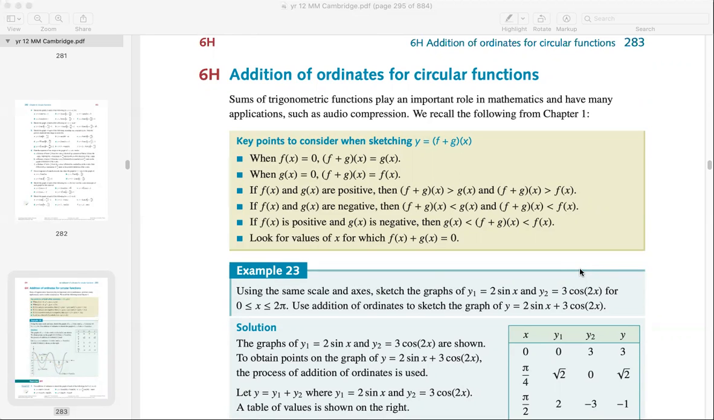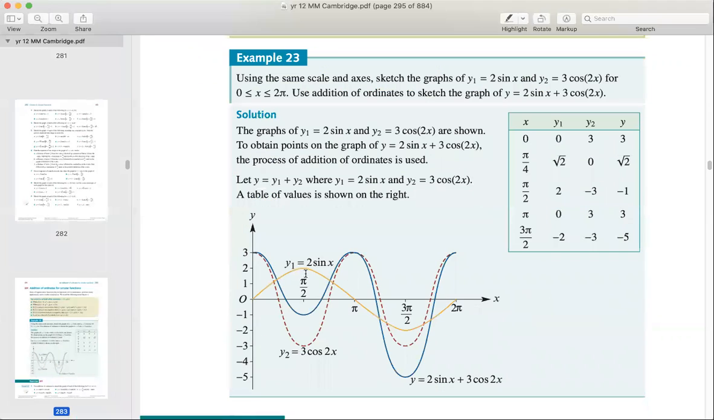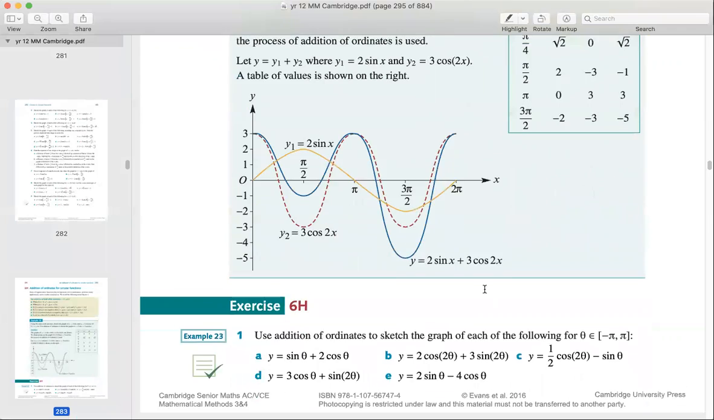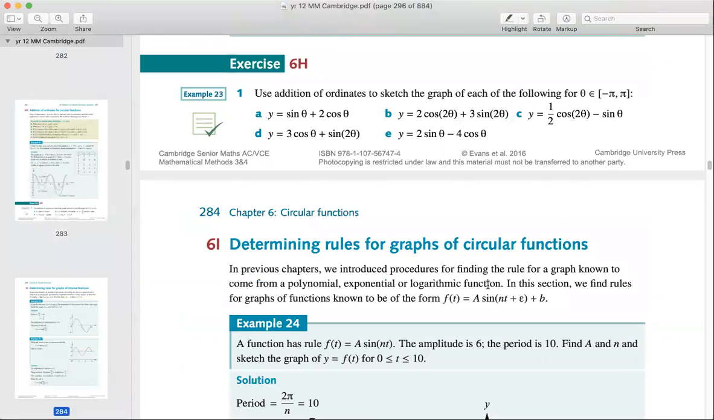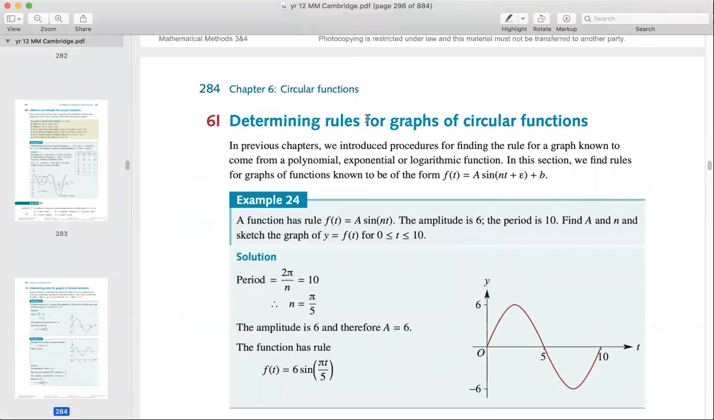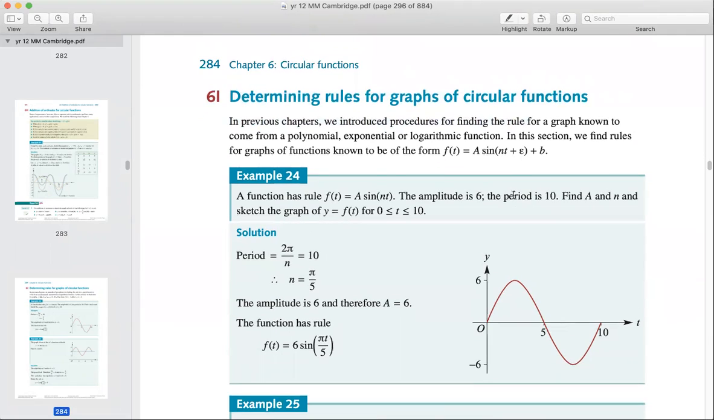Basically, we're just adding the y value together to get the really weird shapes. Okay, so 6H not important. And for this one, it asks 6I to determine the rules for graphs of scalar functions, which means we have to know the amplitude or the period or other things to get the idea.